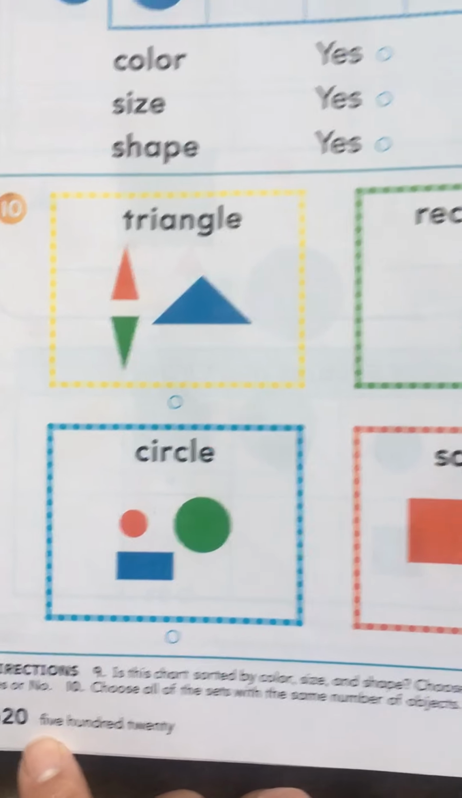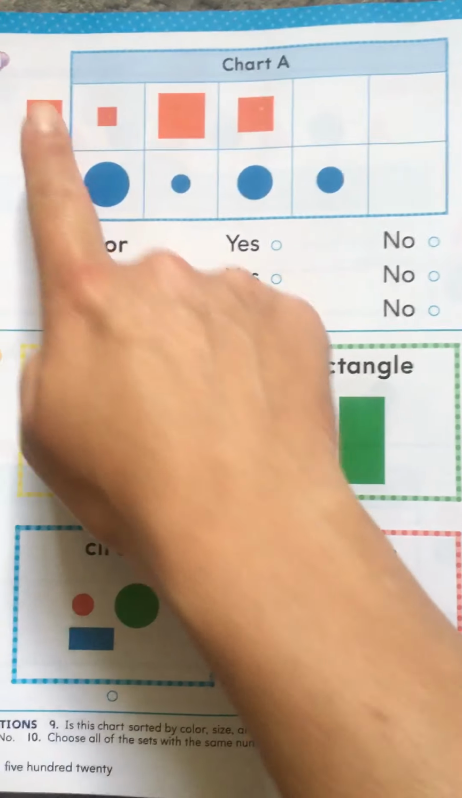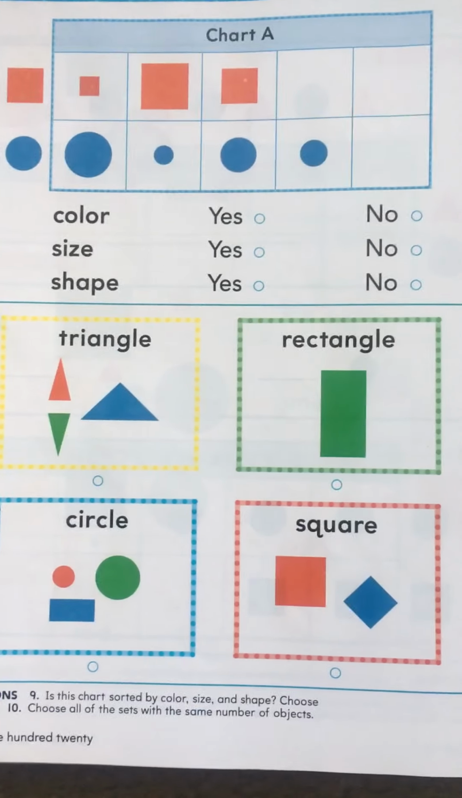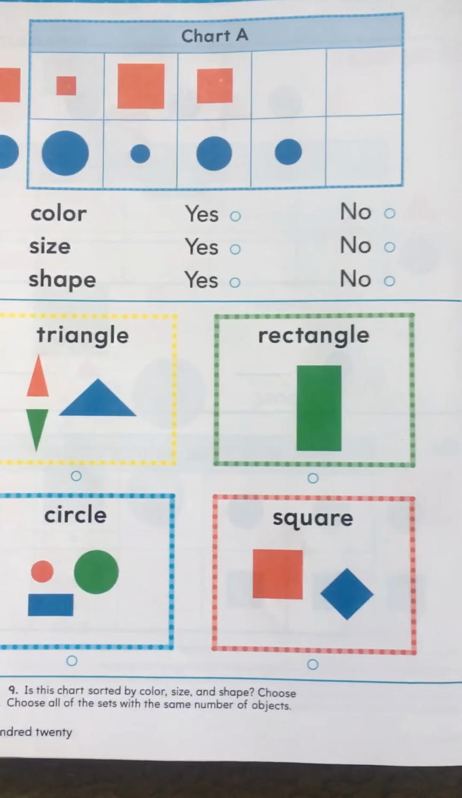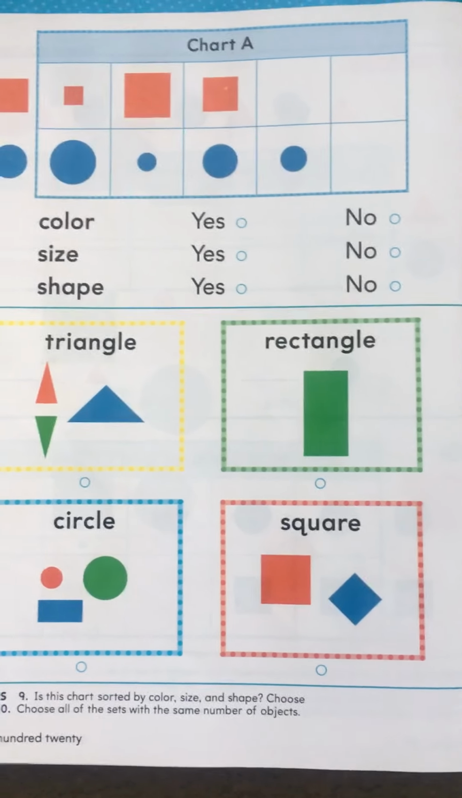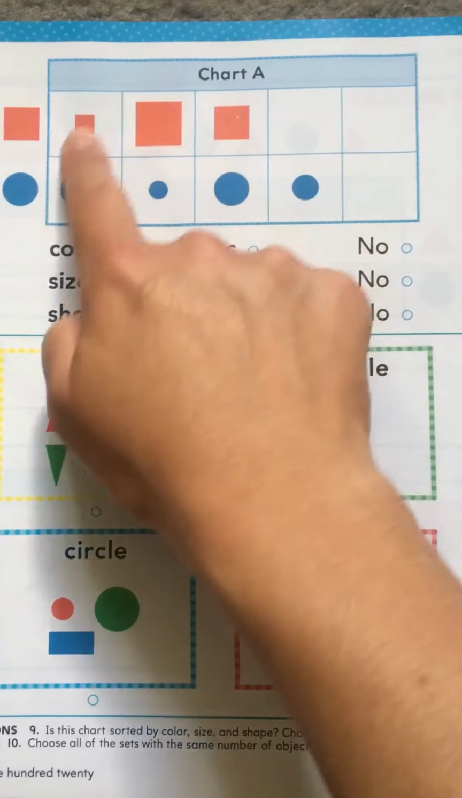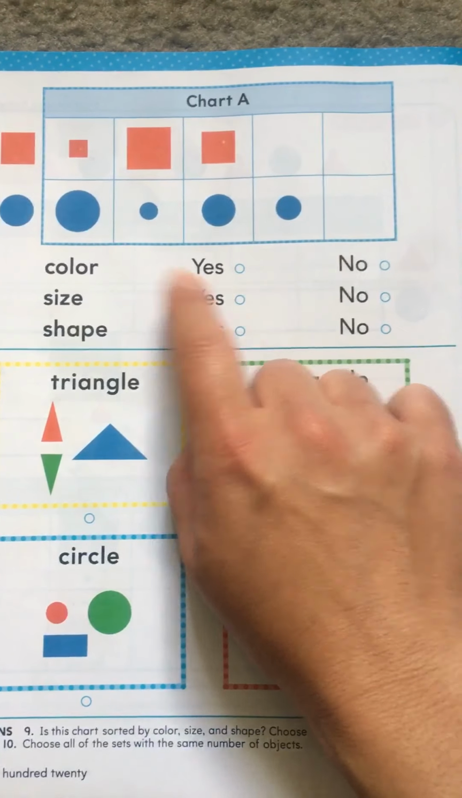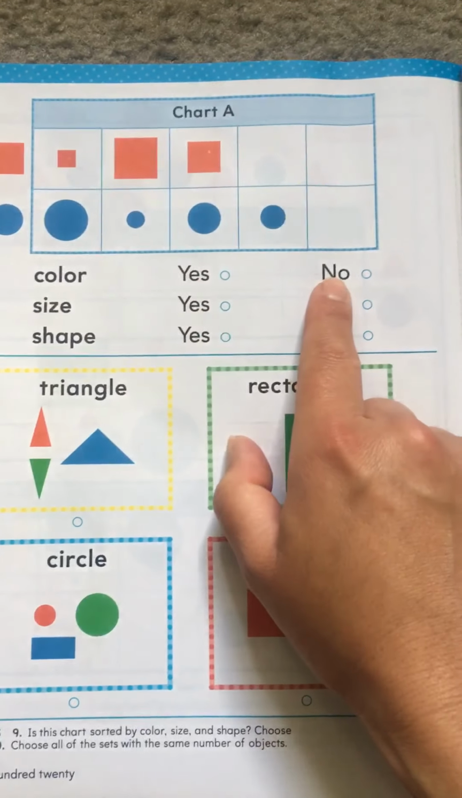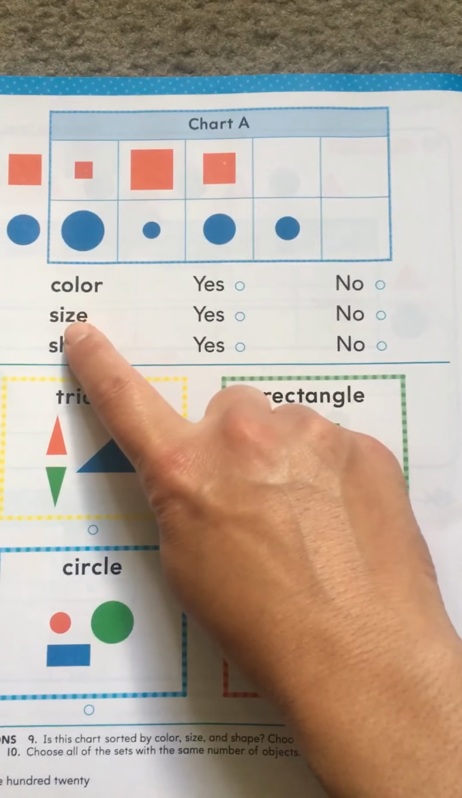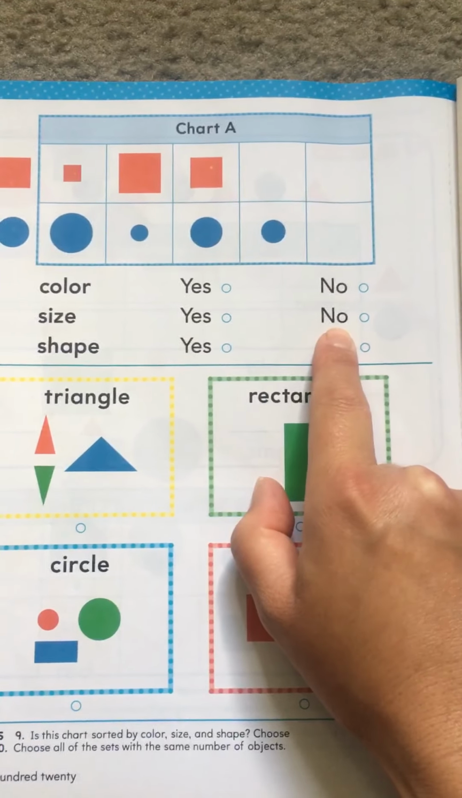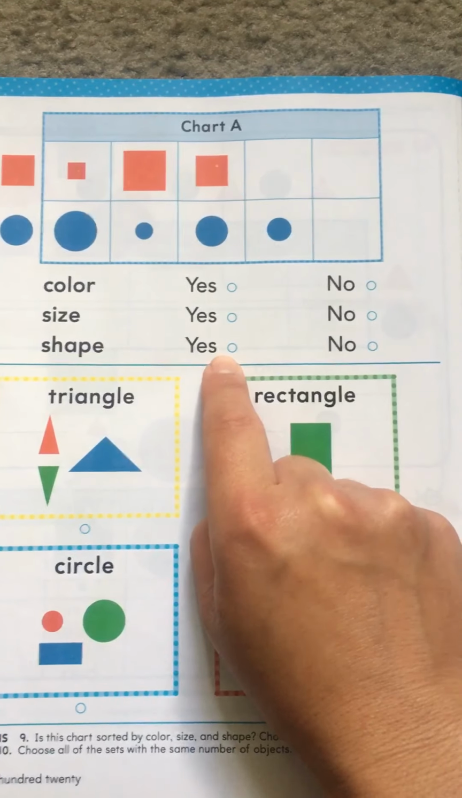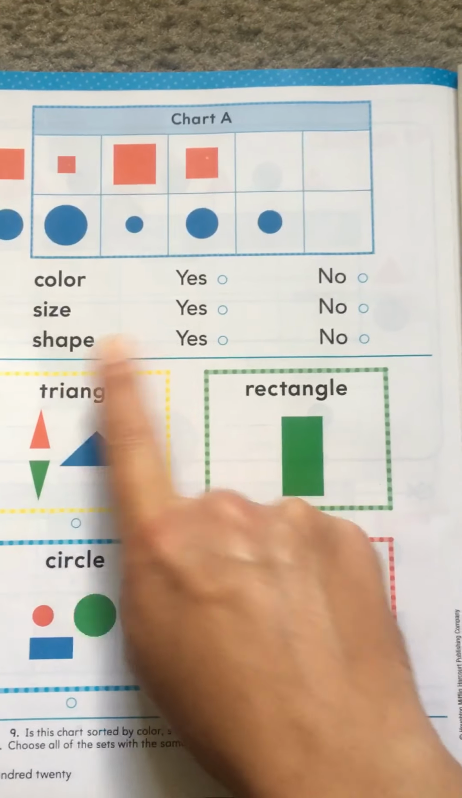520. Number 9 up above, it says, is this chart sorted by color, size, and shape? Choose yes or no. So you're going to look at this graph and you're going to choose yes if it's sorted by color or no. You're going to choose yes if it's sorted by size or no. And you're going to choose yes if it's sorted by shape or no.